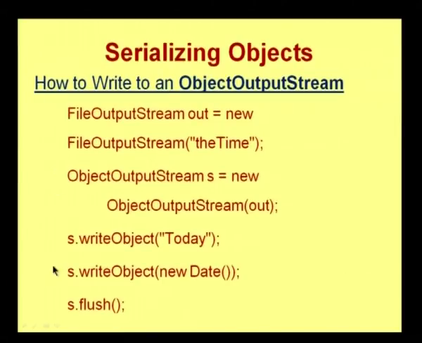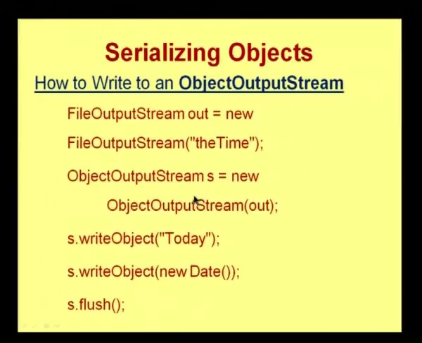Here we have a code snippet which shows how to write an object output stream. Here we have a file output stream, and we have given a file name. Then an object output stream, and this object output stream is in turn connected to your file output stream.